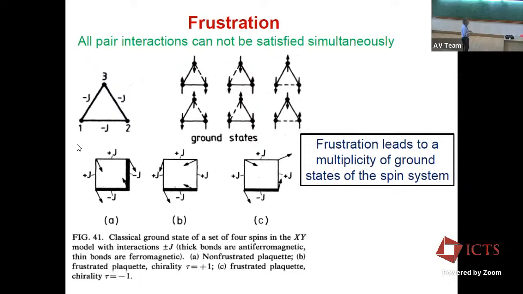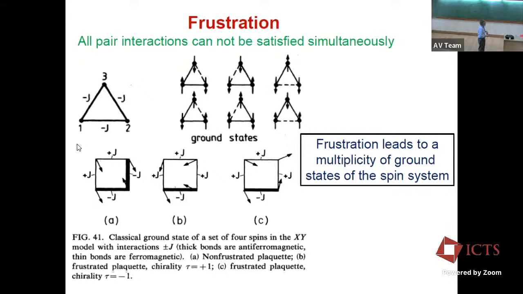And here, again, this is something that you can work out yourself. The idea is that if the product of the signs of the four J's is positive, then there is no frustration. If the product of the signs is negative, then the corresponding plaquette is frustrated, in the sense that you cannot satisfy all the bond interactions. Example is here, plus J, minus J, plus J.